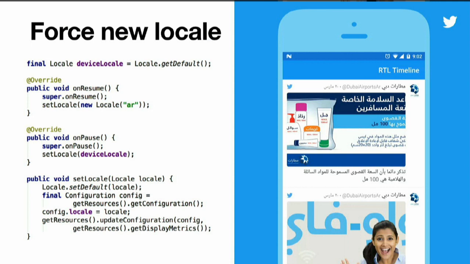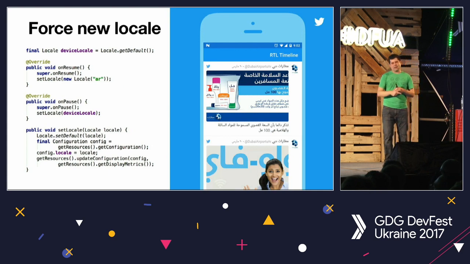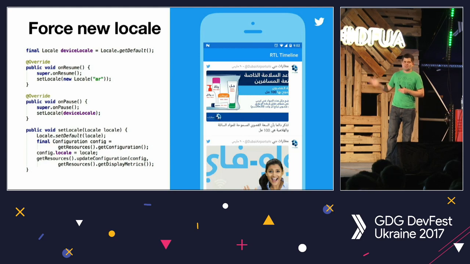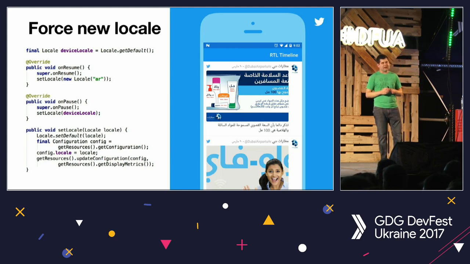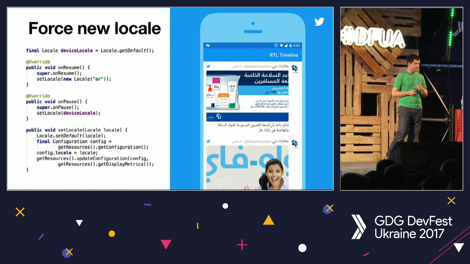And what I can do is, on resume, when I started that activity, I just set the locale to Arabic, or set the language to Arabic. And then on pause, I just set the default back. So here, just one click in my test app, I could see that everything was being displayed quickly, and then continue on, just going around playing with my app. So I found that really useful in speeding things up.